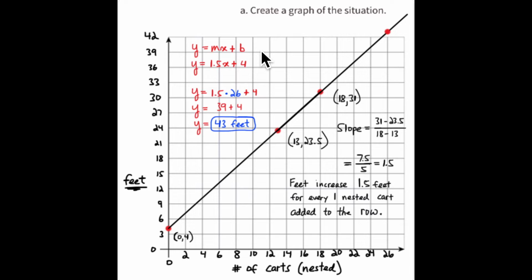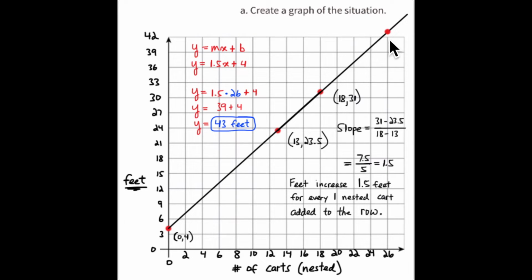And we can also write the equation for this line now. So this is y equals mx plus b. So that's the slope-intercept form of the equation. We know that the y-intercept is 4 feet. It's down here. So if I have 0 carts, I'm at 4 feet. So this is where the graph intersects the y-axis at 4 feet. And we know that the slope, we just calculated it, is 1.5 feet for each cart. So this slope right here is 1.5. That's 1.5 feet for each cart.